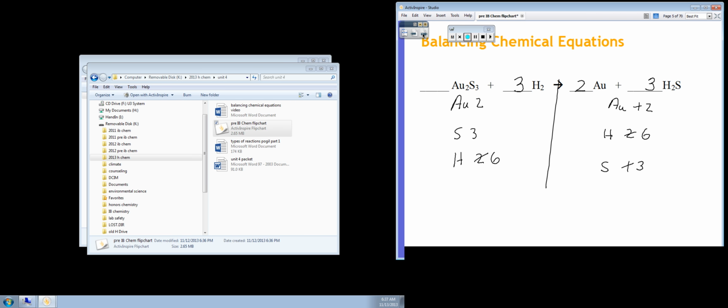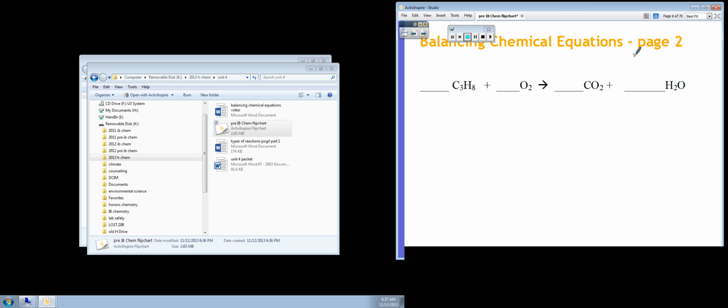Our next one, and the last one for balancing, you may want to go ahead and stop the video and try it on your own first and make sure you know how to do it. On this side we have 3 carbons, 8 hydrogen, 2 oxygen. On the other side, 1 carbon, 2 plus 1, or 3 oxygen, 2 hydrogen.